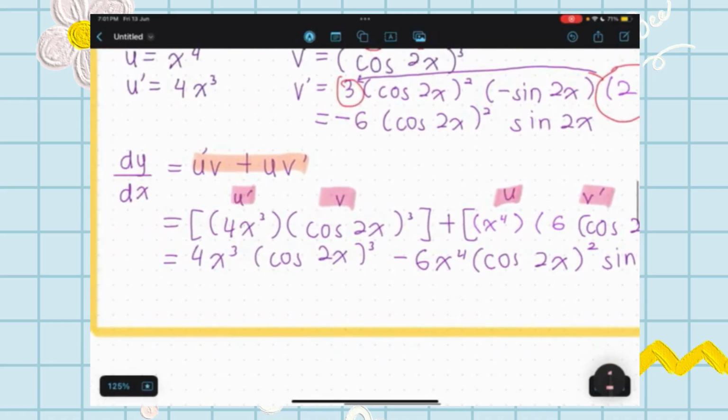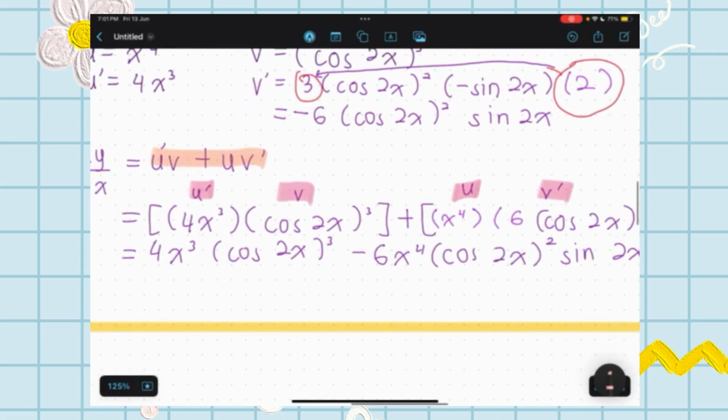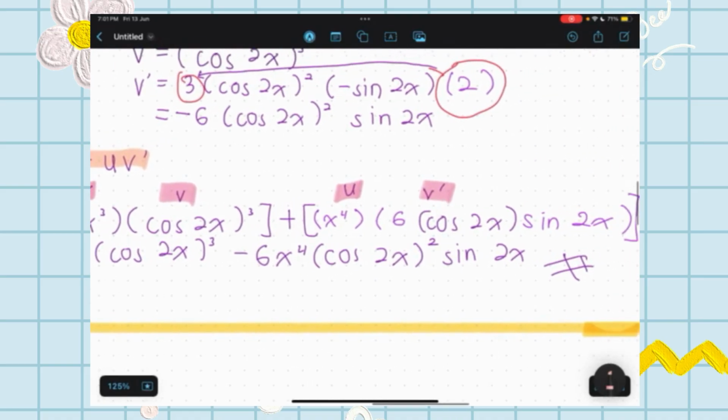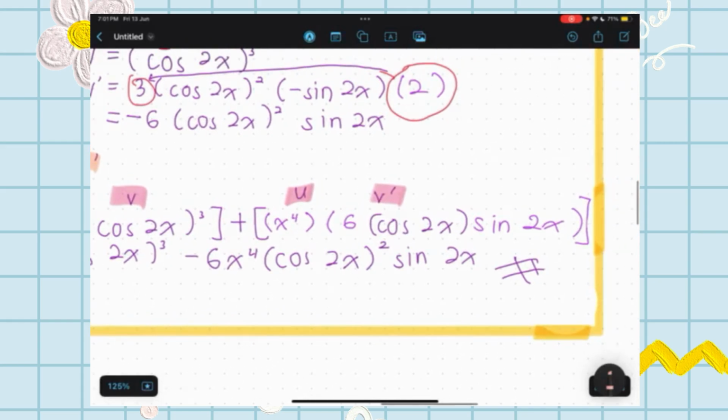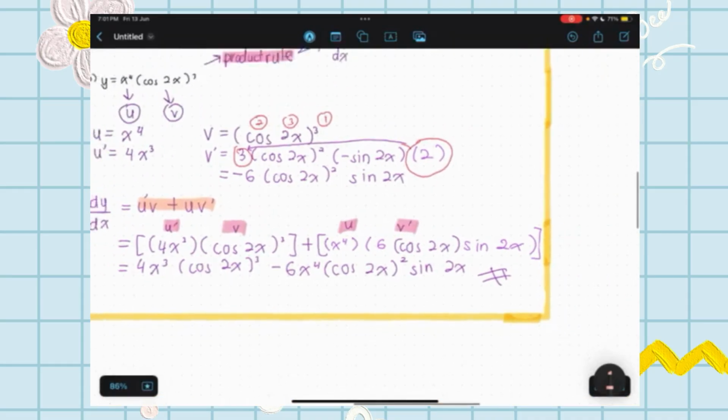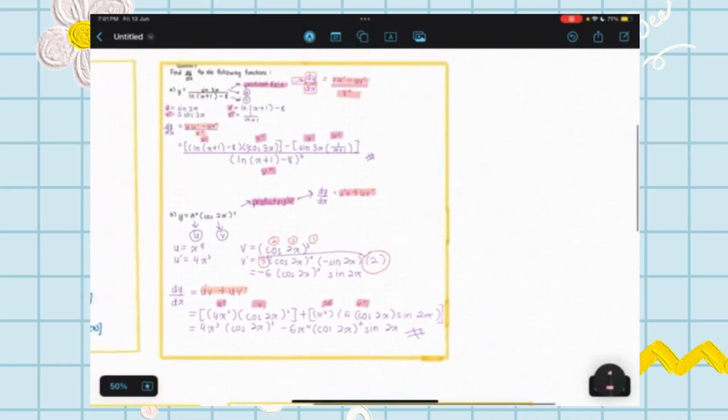and this is the last answer, 4x^3 cos^3 2x minus 6x^4 cos^2 2x sin 2x. So this is the final answer for this question.